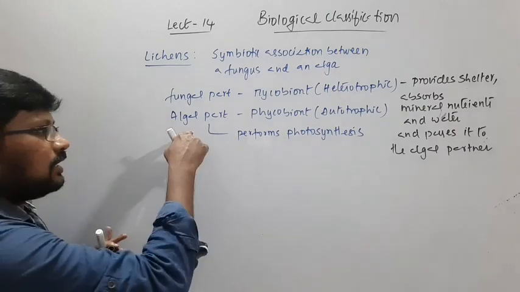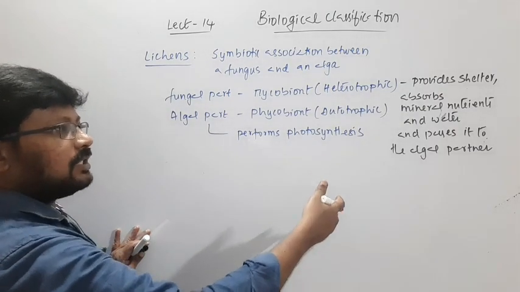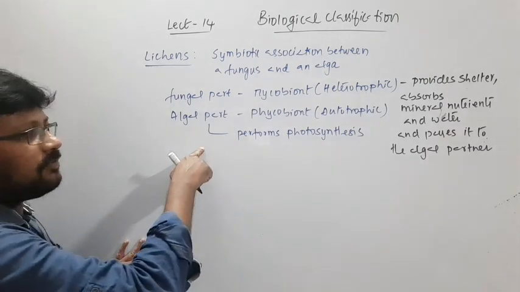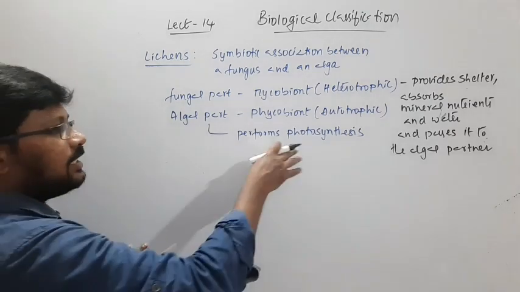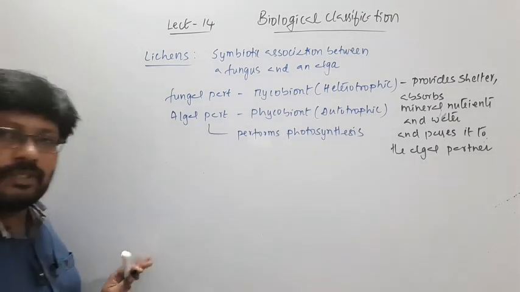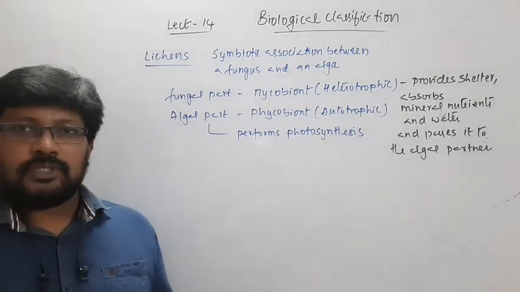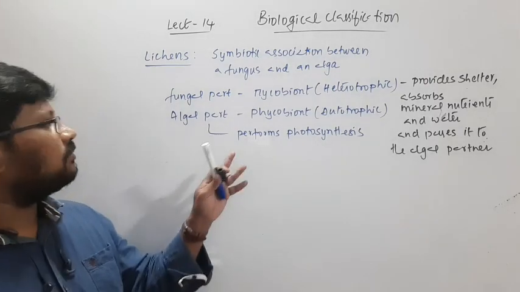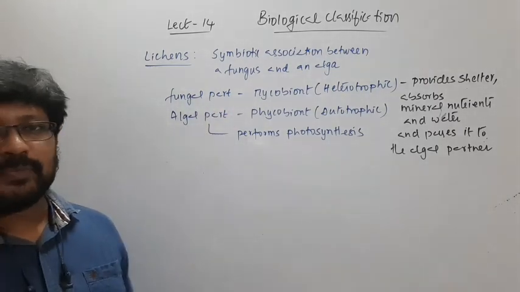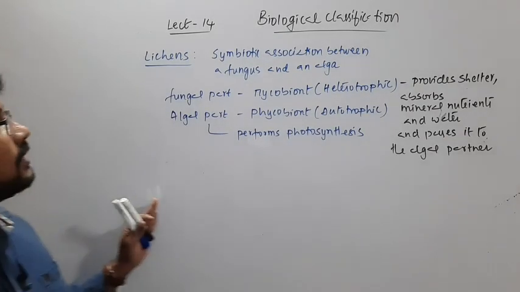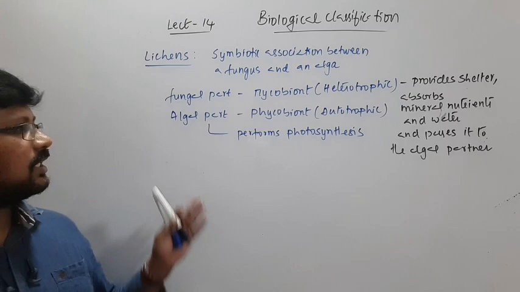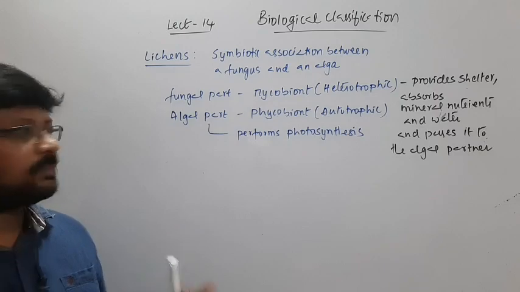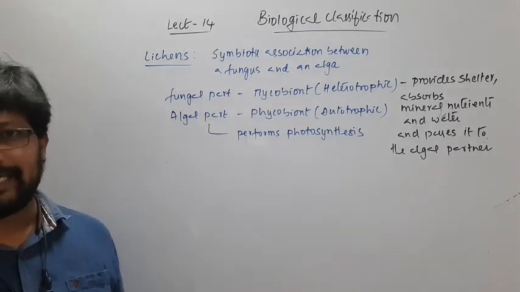Now the algal part will take up all those mineral nutrients and the water, and this one performs photosynthesis. In the process of photosynthesis, we know food is synthesized, and some of the food will be taken up by the algal part itself, and the remaining will be supplied to the fungal part, right? In this association, these two species are so close that if you separate them, they will not live independently.